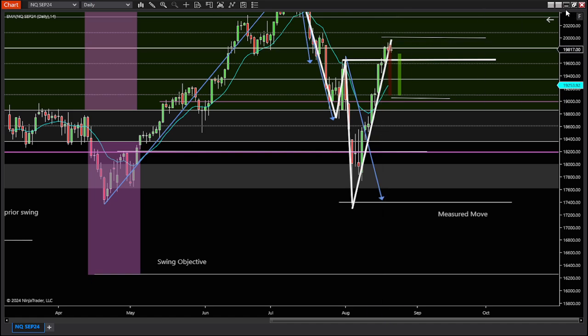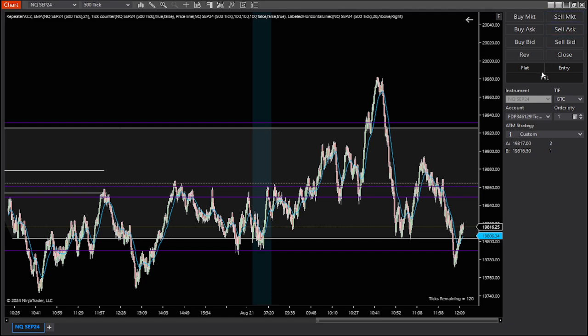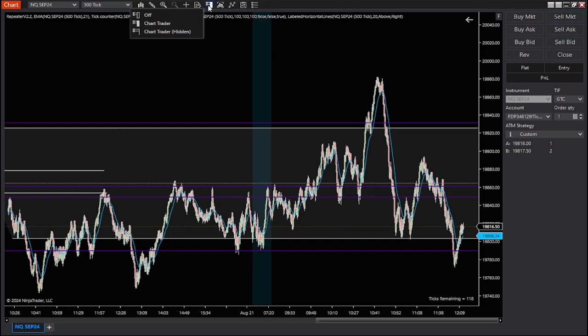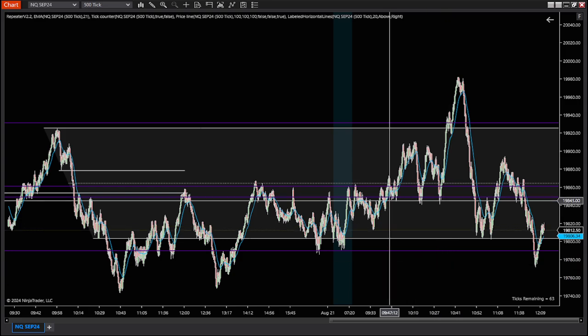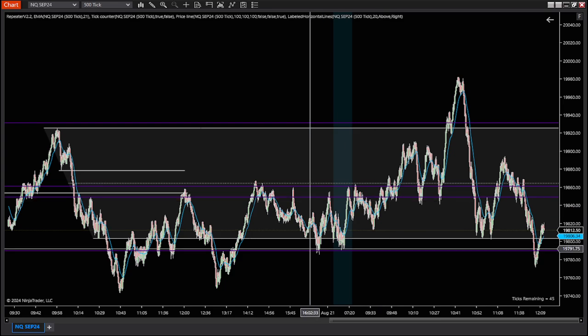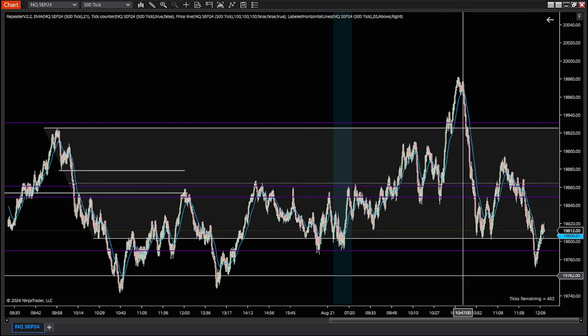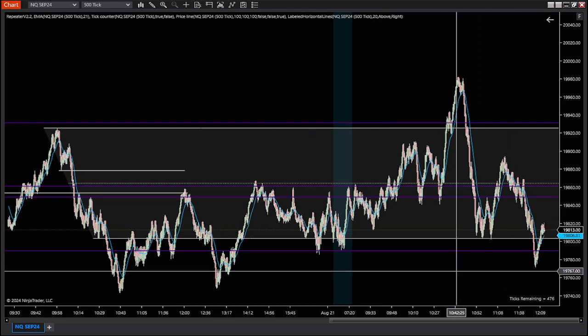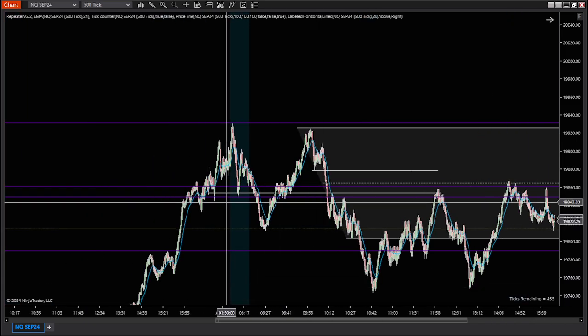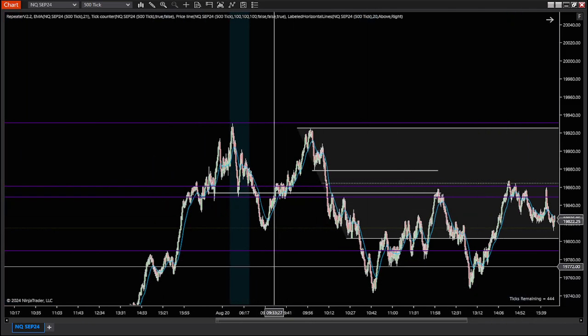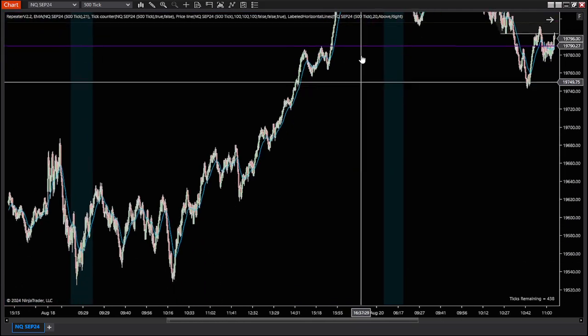Let's see if we have anything intraday here. Let's make this wider. Let's see if we have anything intraday here for traps. Not much really. Let's see the other day when we were.